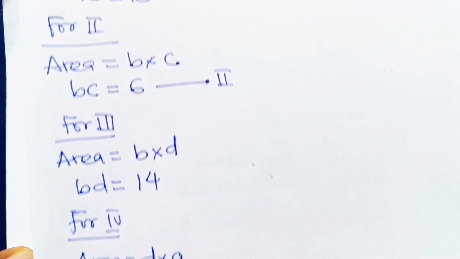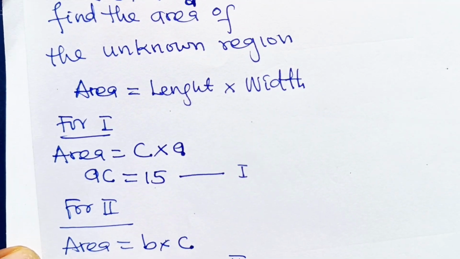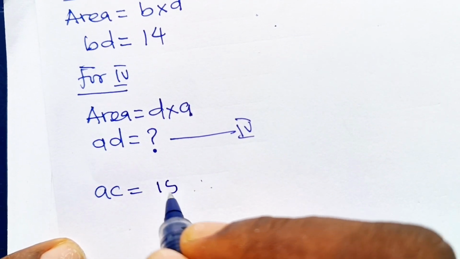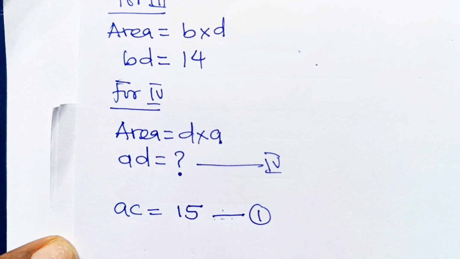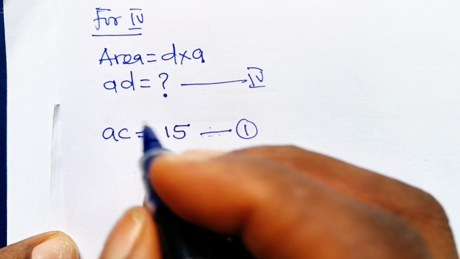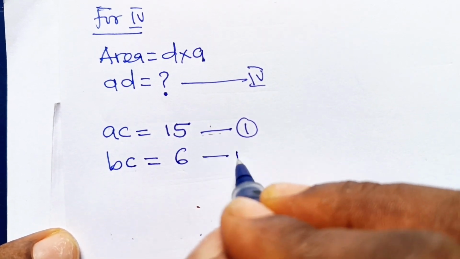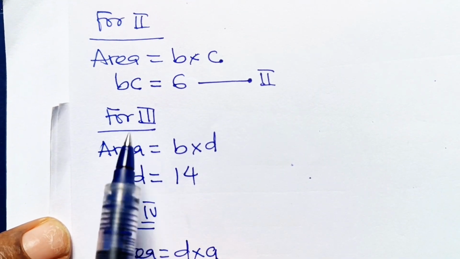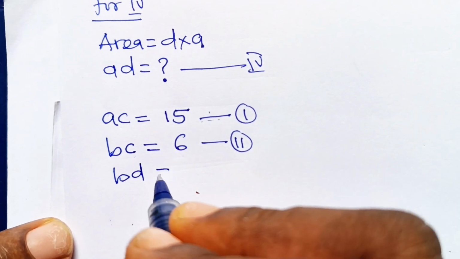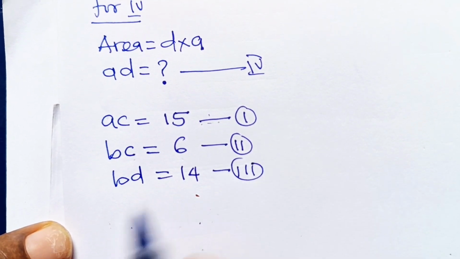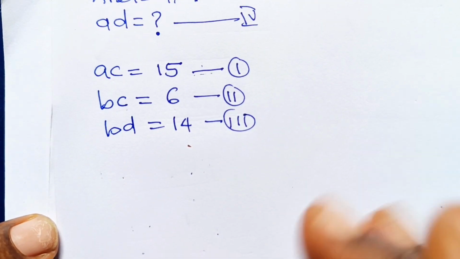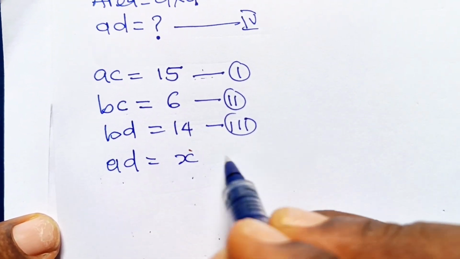Now, let us write out all the 4 equations, okay? Equation 1 says AC is equal to 15. We have BC is equal to 6, this is equation 2. We have BD is equal to 14, this is equation 3. And we have the final one, AD is equal to what we are looking for, right? So AD is equal to, let's call it X.